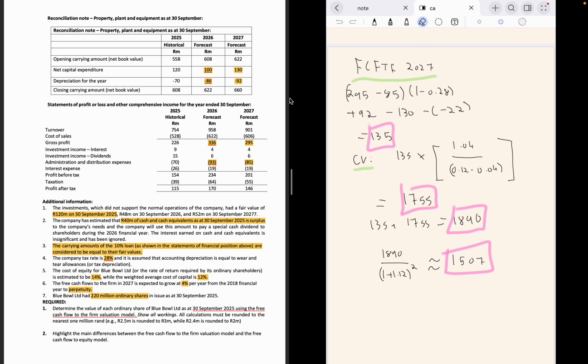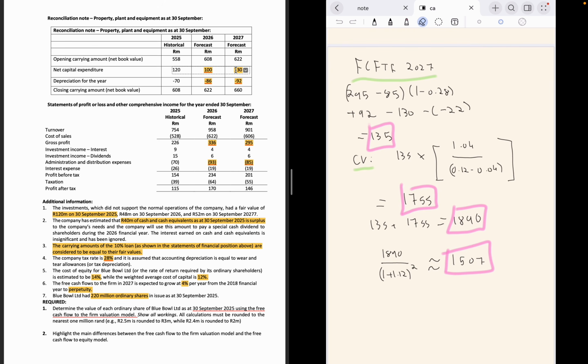Let's go to 2027. What is our gross profit? It's 295. There we go. What is our administration distribution expenses? It's 85. There we go. Then we multiply that again by 1 minus 0.28, that's the tax rate. Simple as. Then we add 92. That's the depreciation for the year according to the formula. Then we subtract 130. That's net capital expenditure.